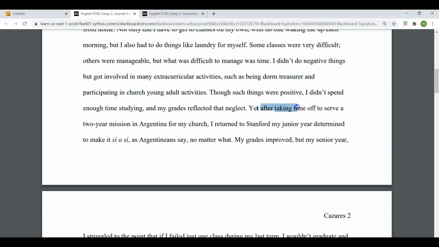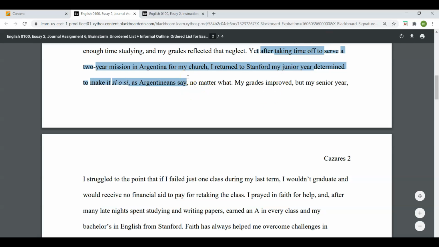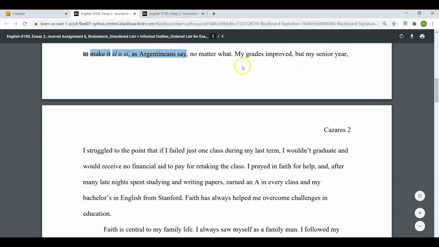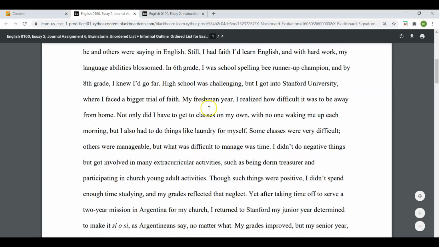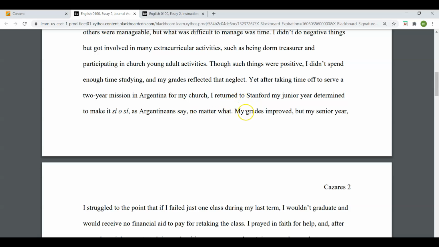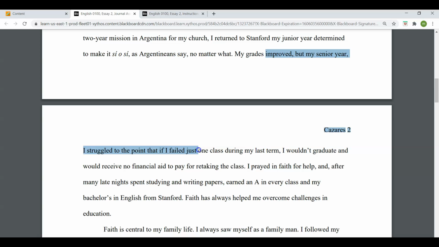Now, after taking time off to be a missionary, when I came back, I could have talked about faith there, but that would require not just a paragraph, but several, maybe a book or two. So, sticking to education, notice why I didn't go off on talking about my missionary service in another country, because that wasn't education. That was something else. This paragraph has to stick to education. So I came back from that missionary service and my grades improved, but then my senior year, I started having a few problems here and there.